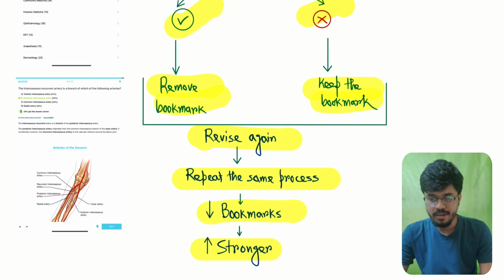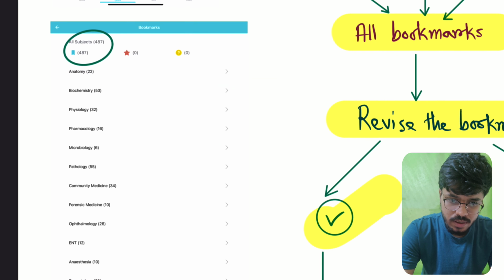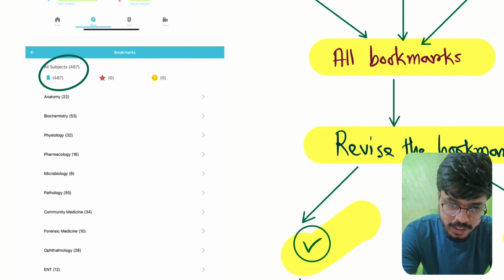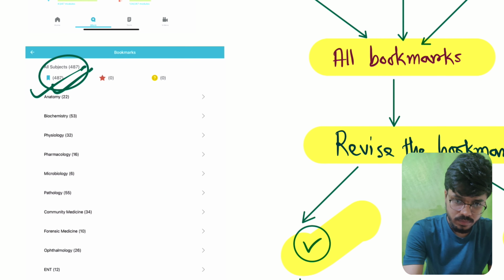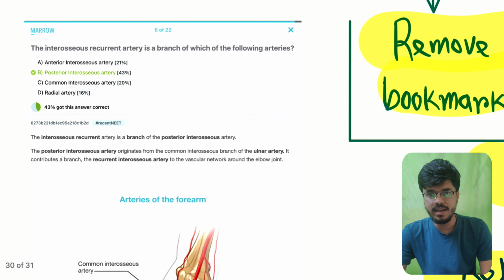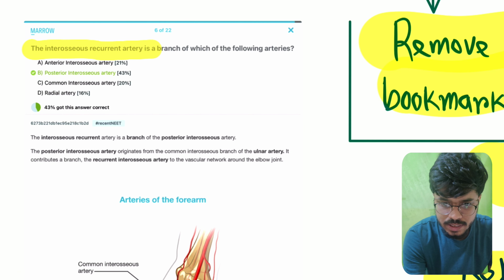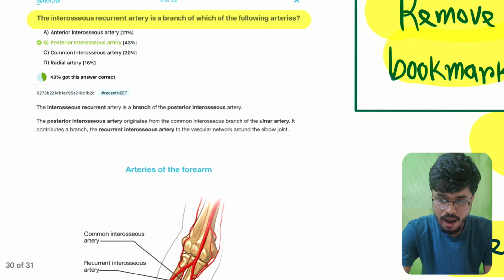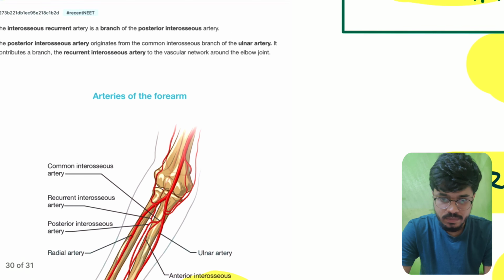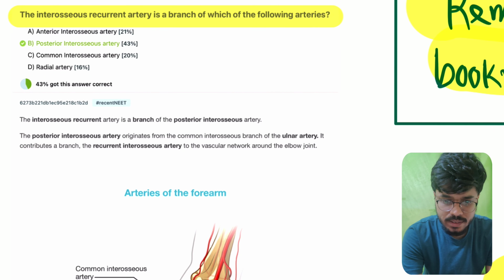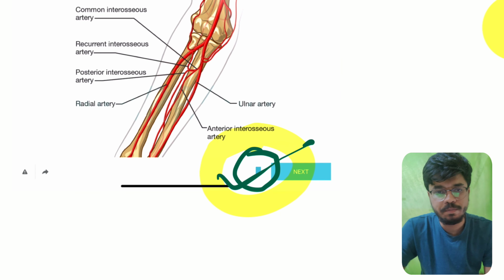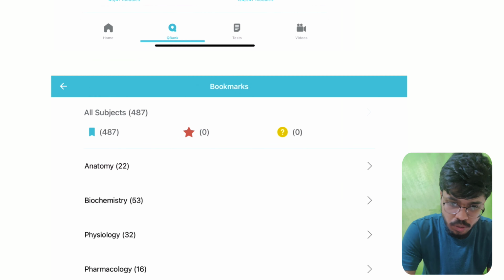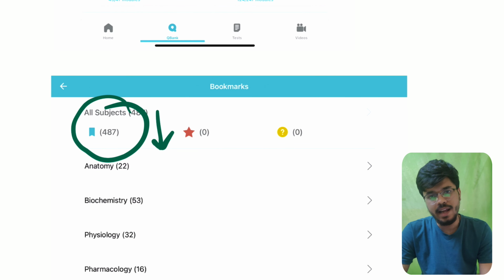Let's understand it in an easier way. Previously I had 487 bookmarks. Now the second time, I revise those bookmarks. If you do it right, remove the bookmark. Let's take an example. This is a question: Interosseous recurrent artery is a branch of which of the following arteries? I did it wrong the first time, so I gave the question a bookmark. Now, the second time, I did the question right, so I have to remove the bookmark from here. I repeat the process. So my total bookmarked questions will gradually decrease.